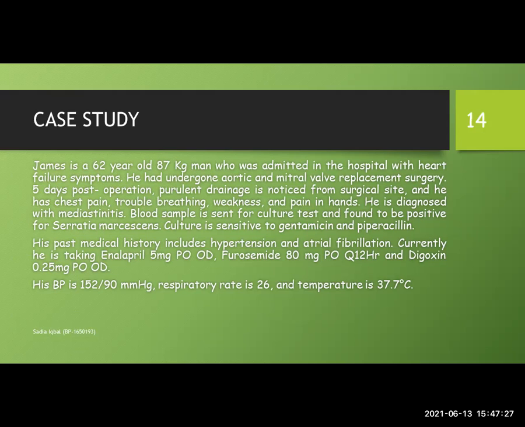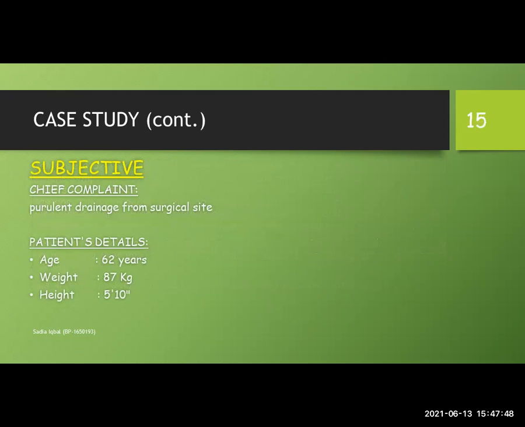The culture is sensitive to gentamicin and piperacillin. His past medical history includes hypertension and atrial fibrillation, and currently he is taking enalapril, furosemide, and digoxin. His BP is 152/90 mm Hg, respiratory rate is 26, and temperature is 37. His chief complaint is purulent drainage from the surgical site.